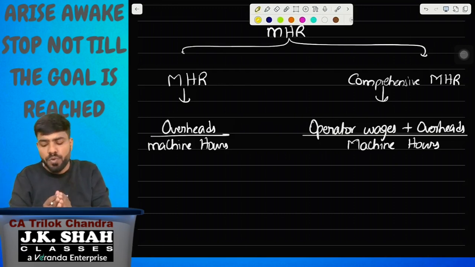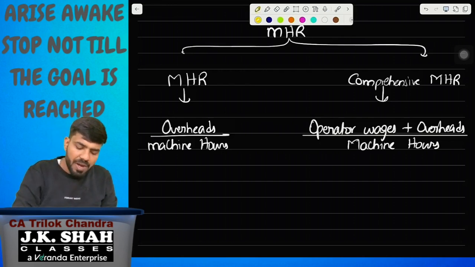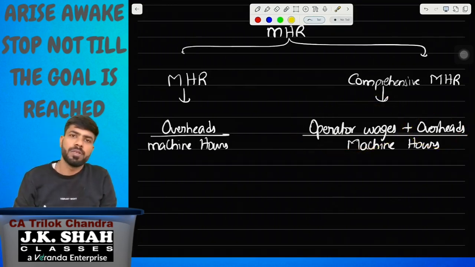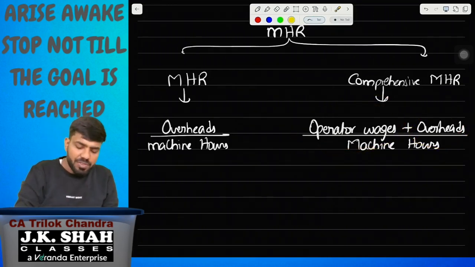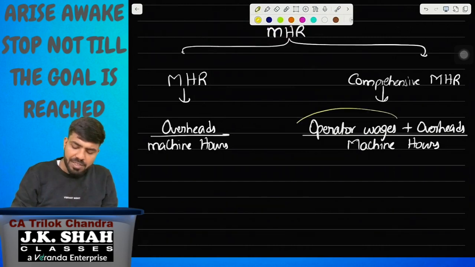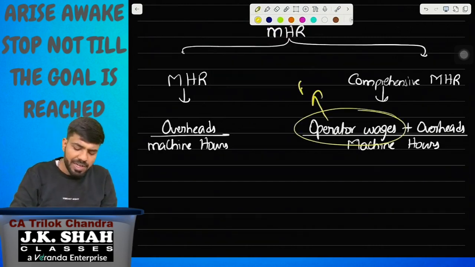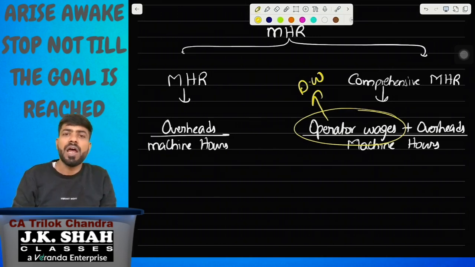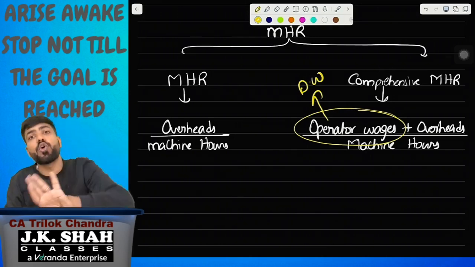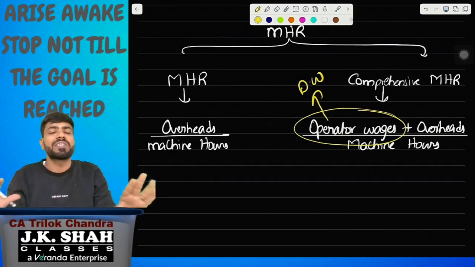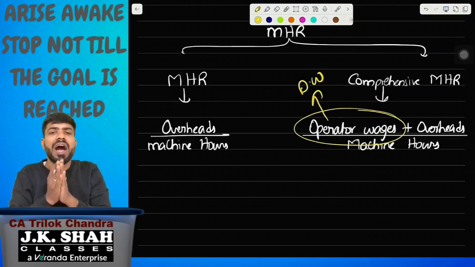Sometimes, apart from overheads, they will give you the operator wages. When it comes to operator wages, you tell me, is it overheads or direct wages? Absolutely, it is direct wages. It will not form part of overheads. If you consider operator wages also to calculate the machine hour rate, we will call it the comprehensive machine hour rate. All of you clear about this?